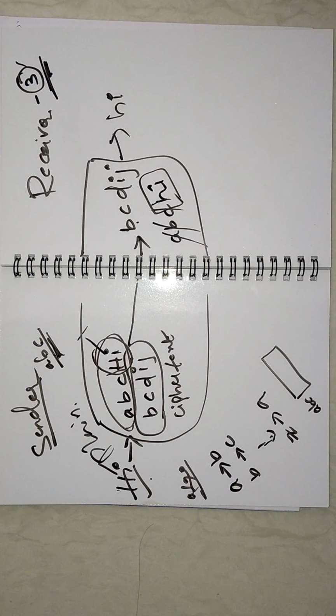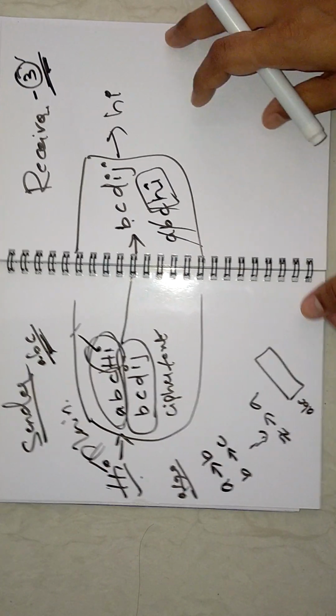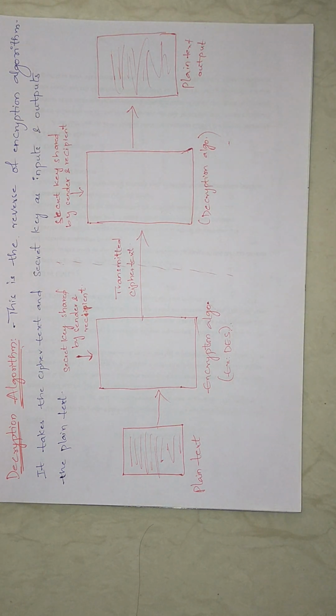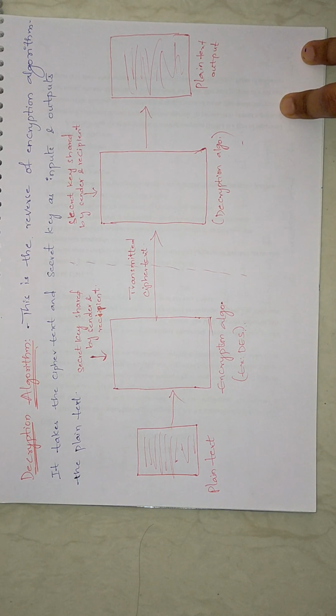but in between, from sending to receiving, within just seconds this complete process happens. This is what the encryption algorithm means. This is the basic encryption algorithm. You have to get used to these terms: plain text, ciphertext, encryption algorithm, decryption algorithm, secret key, cipher key. Only when you get used to all these terms can you understand the real algorithms. Okay, thank you.